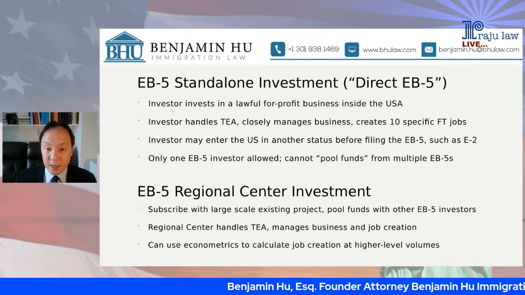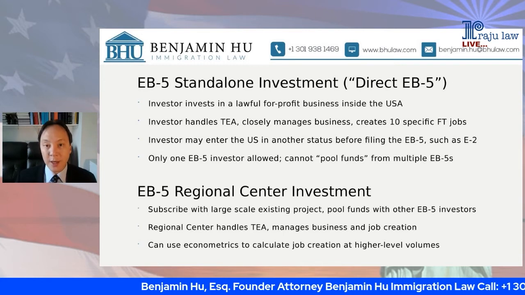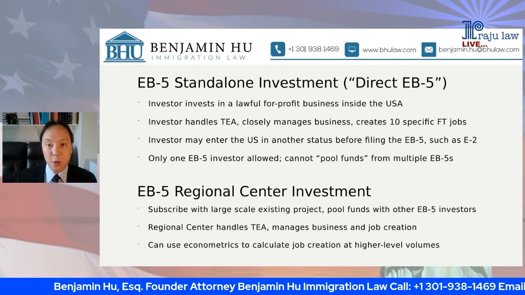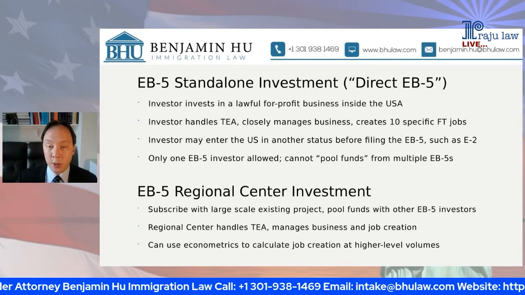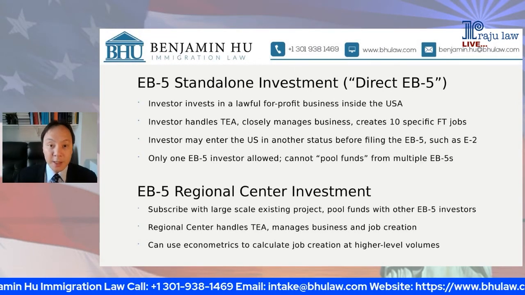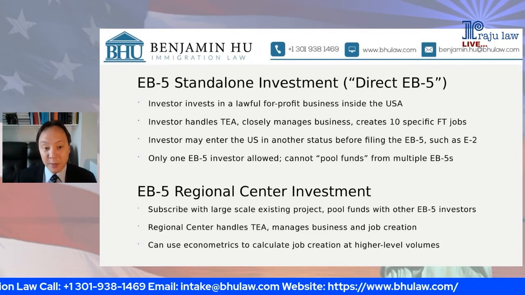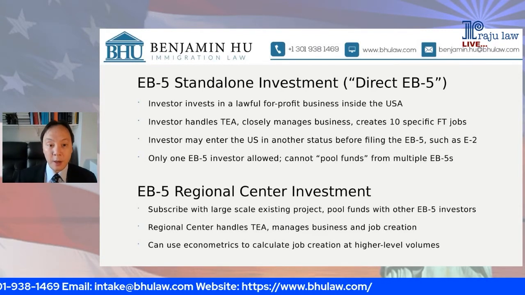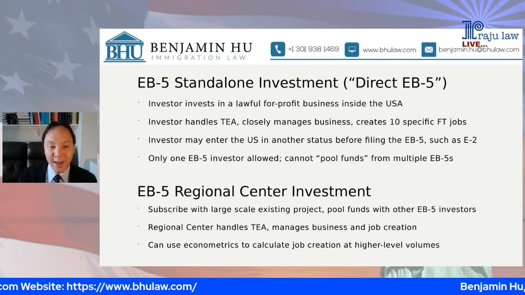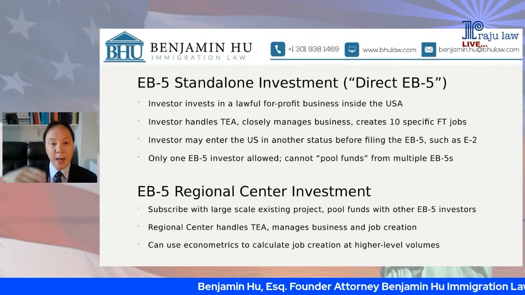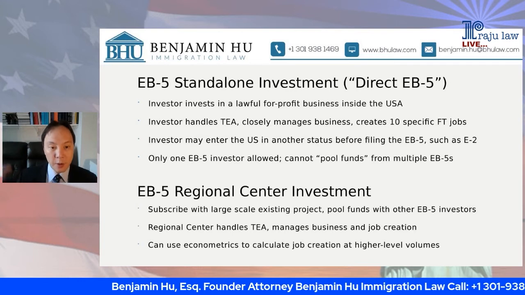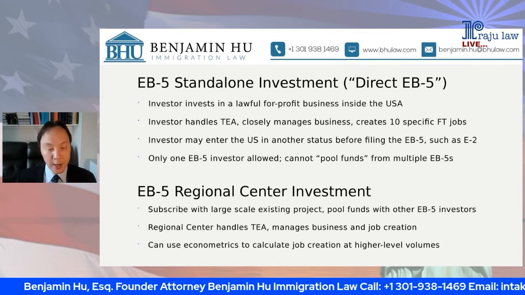And they can use econometrics to calculate job creation at higher level volumes. So simply put, what that means is if you invest in a regional center with, say, 100 other EB5 investors, well, that's 80 million US dollars right there, minimum, that they're working with. They probably don't have time to measure each individual hard hat on the construction area or each pair of boots on the ground. Instead, immigration allows regional centers to abstract the job creation from money in to job creation out.